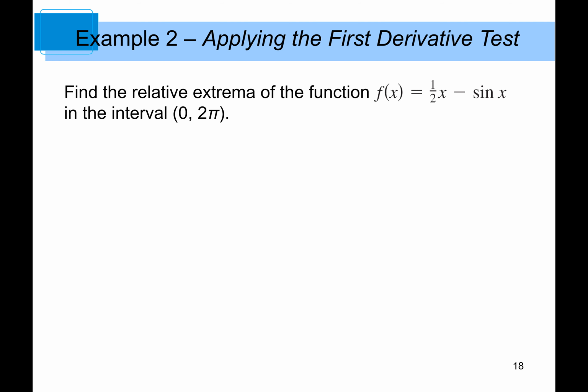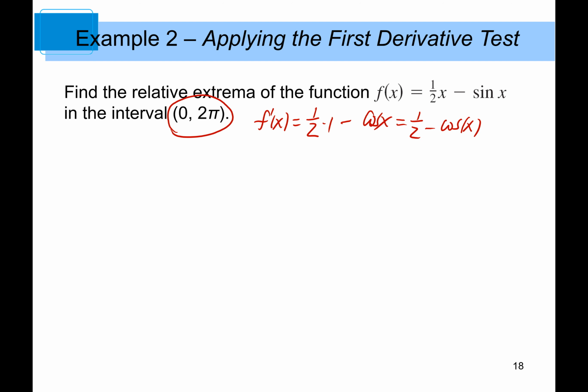Find the relative extrema of the function f of x equals half of x minus sine x in the interval 0 to 2 pi. So it's a predetermined interval. In order to find the relative extremas, first step, we've got to figure out the increasing, decreasing intervals. In order to do that, we need to find the derivative of the original function. So using the power rule here, half of x becomes half times 1, and the derivative of sine x becomes cosine x. So the derivative becomes half minus cosine x.